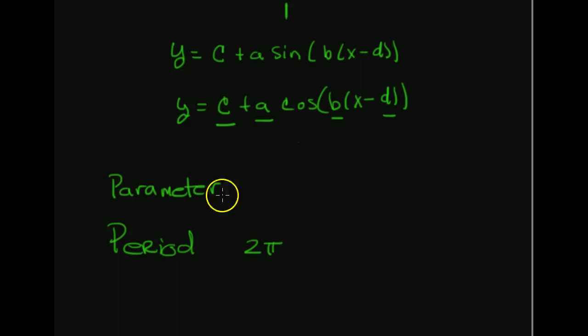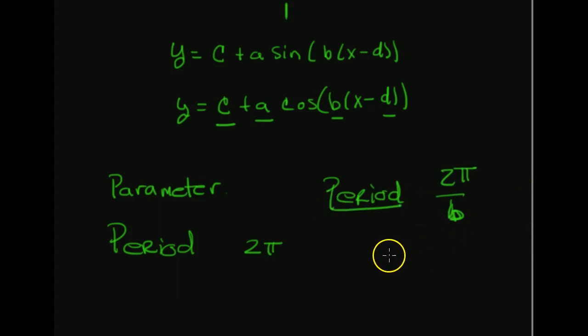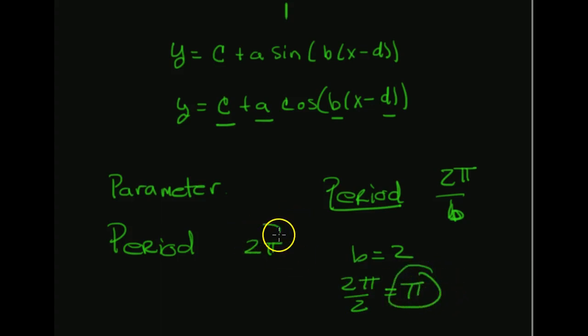Now I want to be able to control that. The period is controlled by taking 2 pi and dividing it by b. Whatever b is, if I take 2 pi and divide it by that, I'm going to get the period of the function. For example, if I let b equal 2, then 2 pi divided by 2 is pi, which means the function is going to repeat more frequently. Instead of repeating every 2 pi along the x-axis, now it's going to repeat every pi along the x-axis. Let's take a look at what that looks like in Desmos.